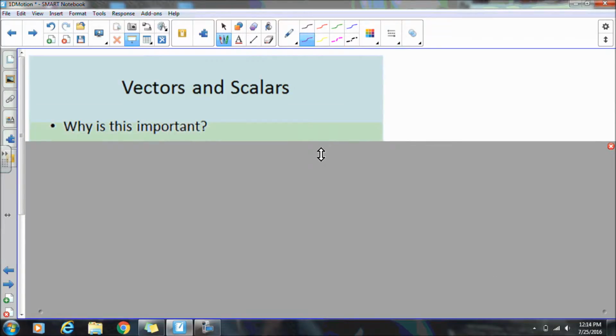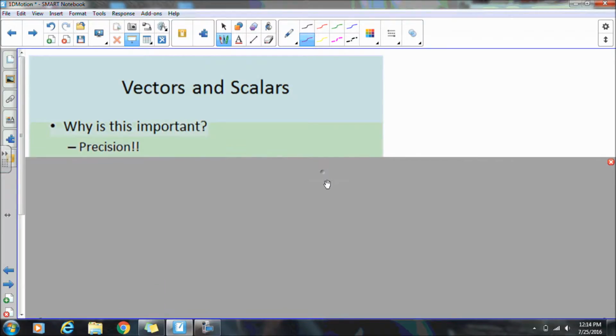So, why is this stuff important? Why do we care about vectors versus scalars? Well, it's because of precision. If someone said, how do I get to your house from Parkview? And you were to say, oh, you go a mile down the road. Well, which way? Do you go down Five Forks? Do you go up towards Arcado? Do you go down Miller? What do you do? So precision is extremely important.